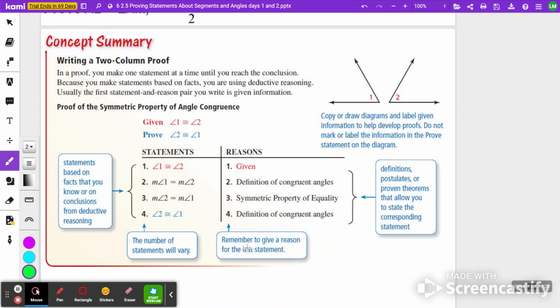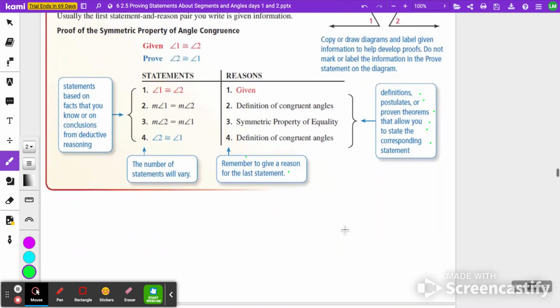Okay. Over here, when you're giving your reasons, you're always giving a reason for the very last statement. And then these are going to also include any definitions, postulates, or proven theorems that allow you to state what is a corresponding statement going on.